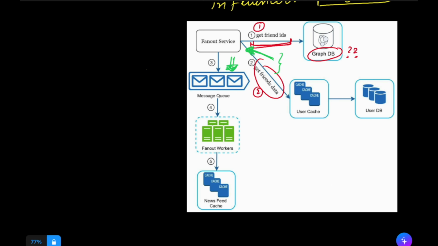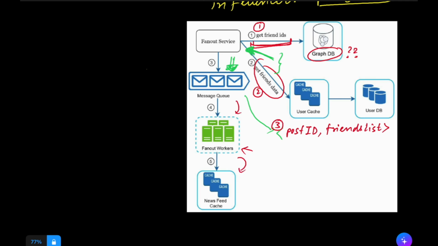So what we have in the message queue is the friends list and the new post ID. We have the post ID, which is the current post made by the user, and his friends list depending on his preferences. These are present inside the message queue. This was our 3rd step, the message queue. Now the 4th step: the fanout workers fetch the data from the message queue and store this newsfeed data in the newsfeed cache.